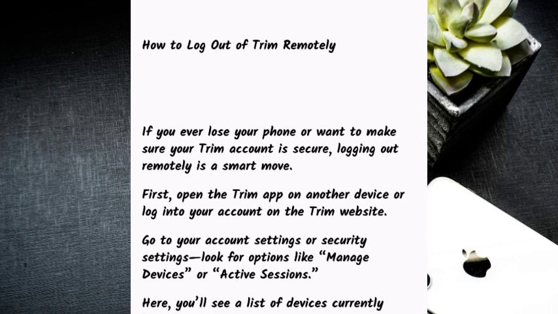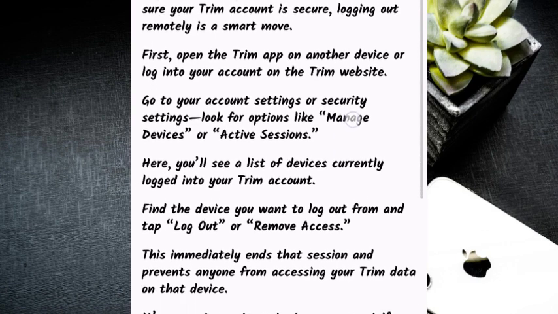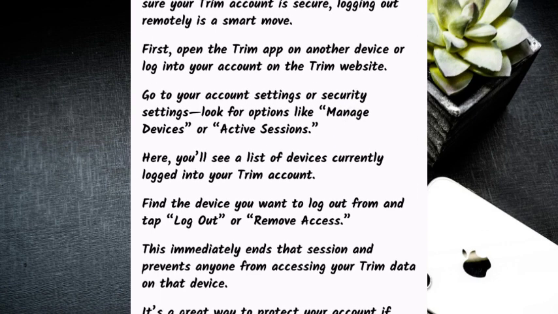First, all you gotta do is open the Trim app on another device or log into your account on the Trim website. And then you're going to go to your account settings or security settings and look for options like manage devices or active sessions. Here you're going to see a list of devices currently logged into your Trim account. Find the device that you want to log out from and just tap log out or remove access.